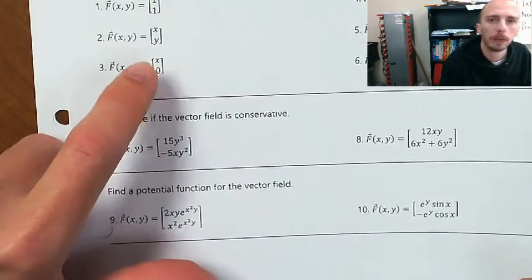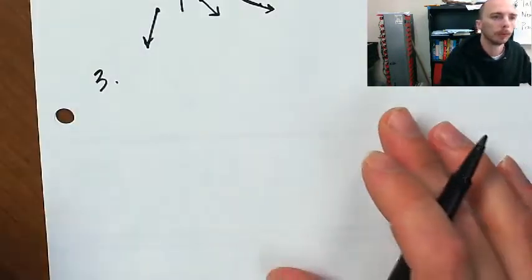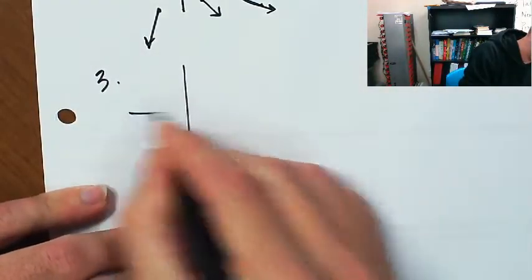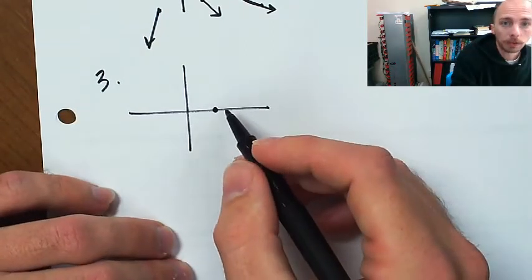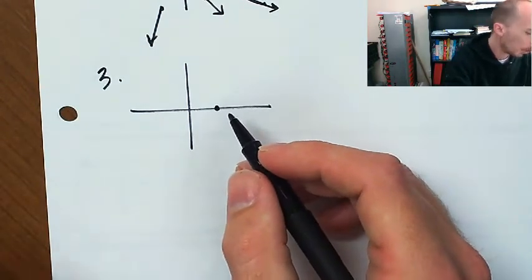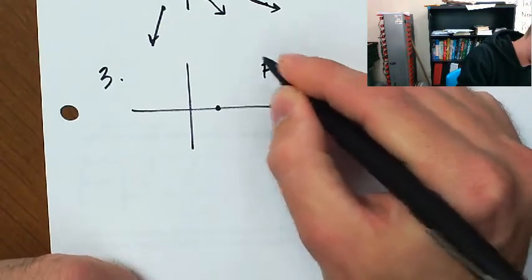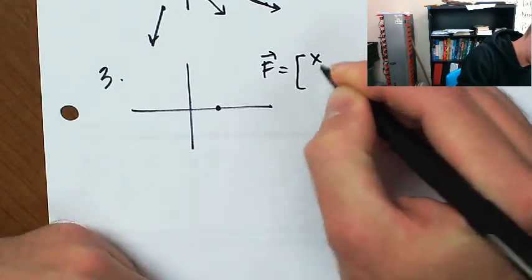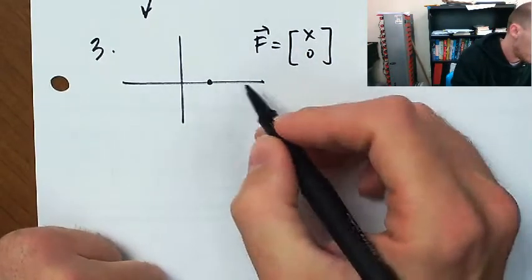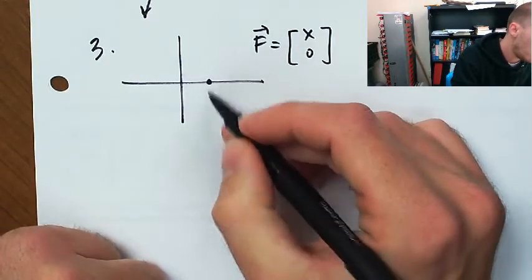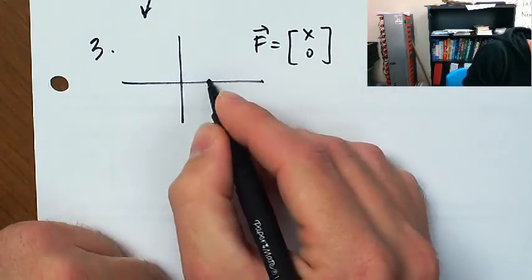The third one is f of x and y equals x and 0. Okay, when x is equal to 1, the vector is going to be 1 and 0, right? Because it doesn't depend on y. I probably should have been copying this down each time. So at any point where x equals 1, the vector is going to be 1, 0.